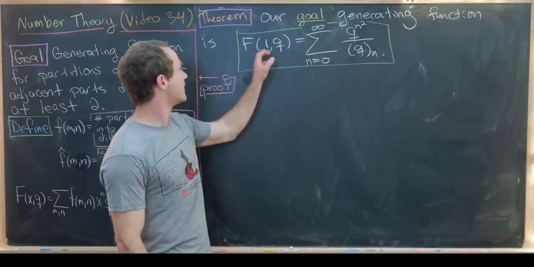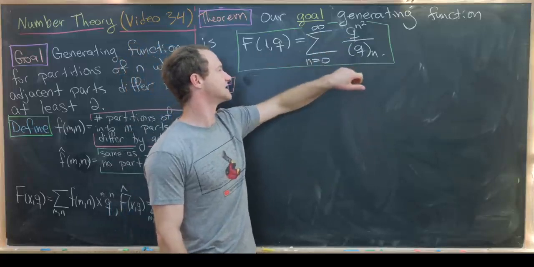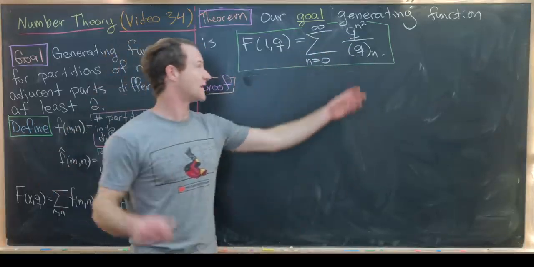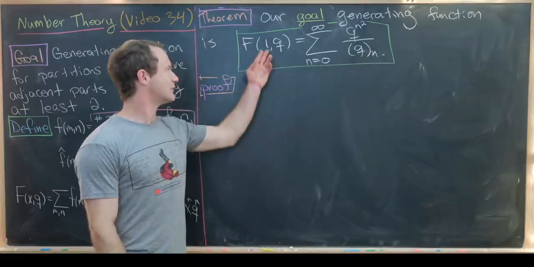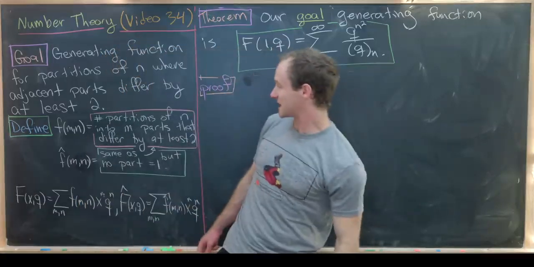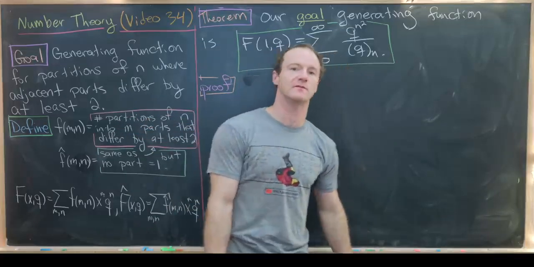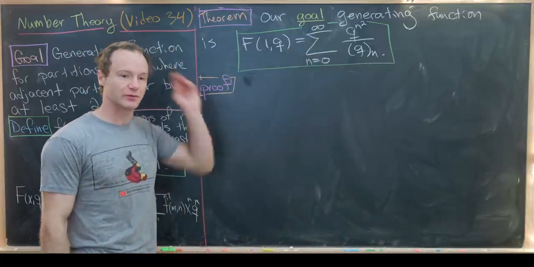So we've got F of 1,q is equal to the sum as n goes from 0 to infinity of q to the n squared, and then this Pochhammer symbol (q)_n. So recall that's a product of n objects in the denominator. You might say, well, what's this 1 here? Well, the 1 allows us to count the number of partitions without worrying about this restriction on the number of parts. I'll let you guys think about that a little bit. Okay, so let's get to the proof.